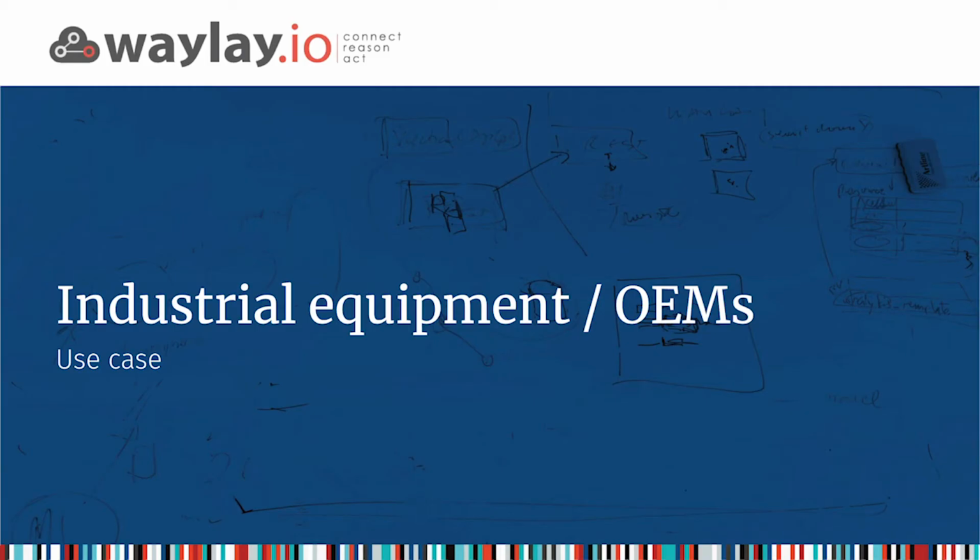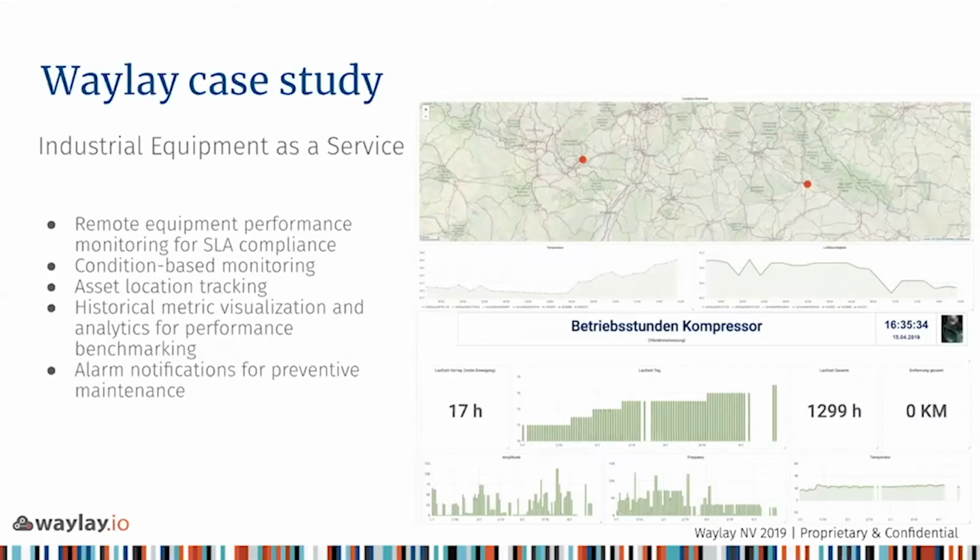All right, so this is an example of a customer in Germany that is using Waylay for monitoring industrial equipment. What you need to know is that this customer is basically leasing industrial equipment like compressors to their customers. And as part of their support contract, it requires them to proactively monitor the performance of these compressors.